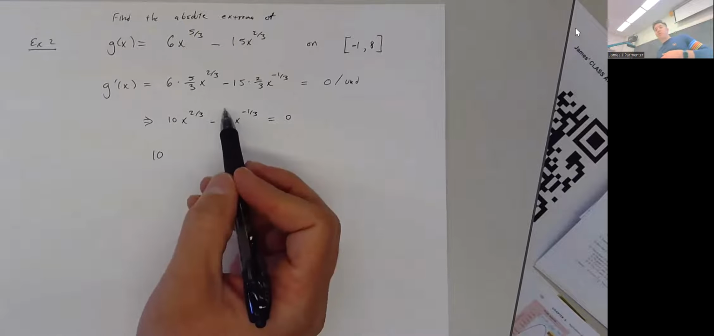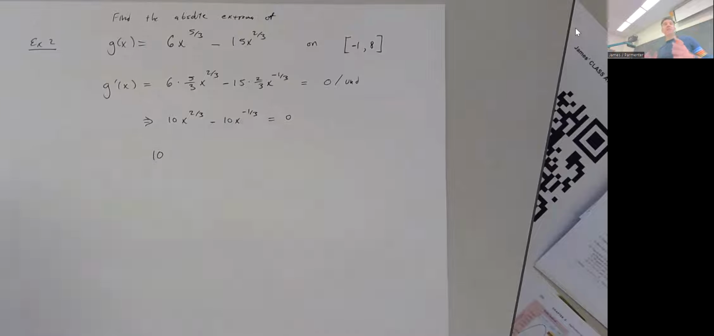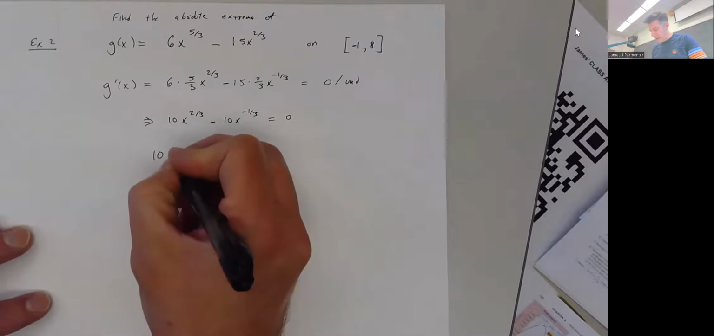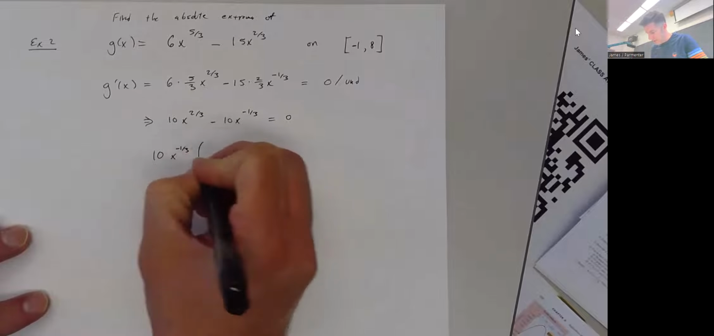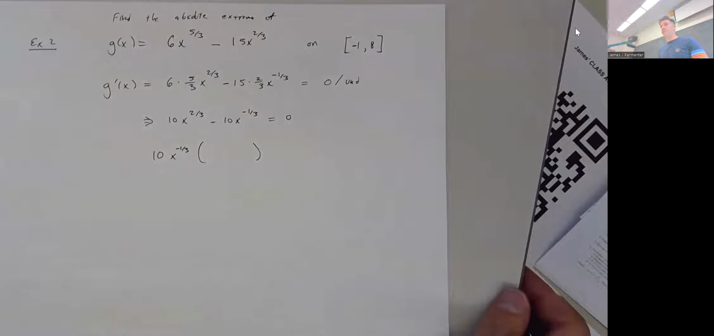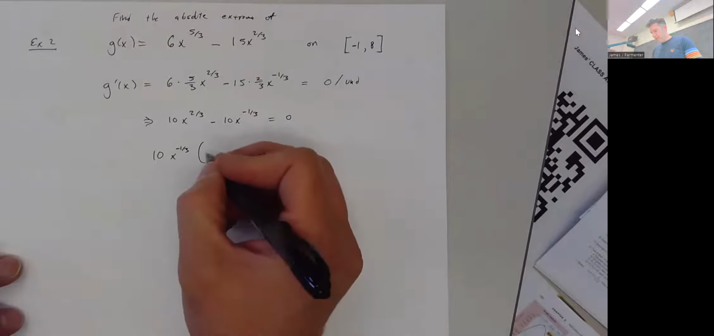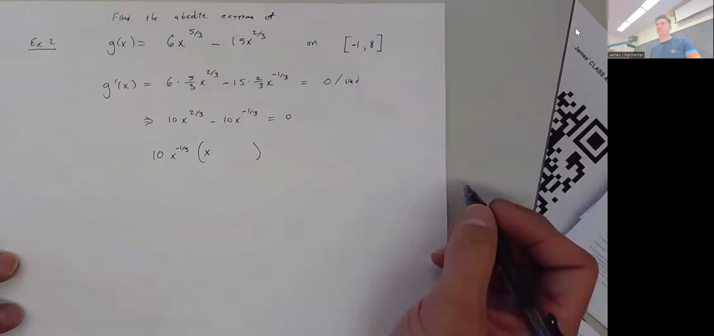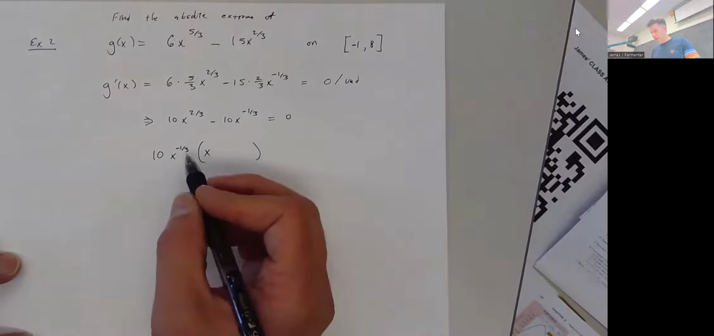So I've got x to the 2/3 and x to the -1/3. -1/3 is definitely smaller because it's a negative number. So I'm going to factor out an x to the -1/3. And now let's see what I'm left with. Ooh, x to the what? Good question. X to the what right there?